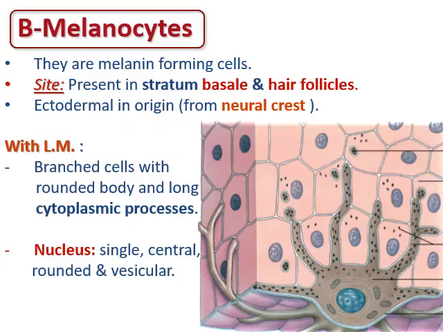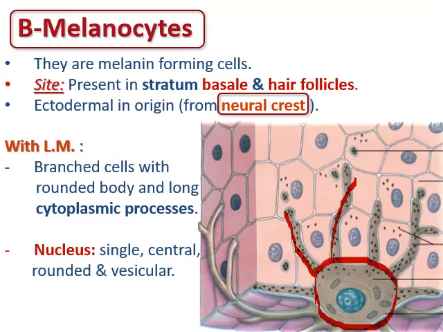After we talked about keratinocytes, the second cell we are going to talk about is the melanocyte, which is a melanin-forming cell. It is present, as we said, in the stratum basal layer and also present in the hair follicles to give the color of the hair. It is ectodermal in origin, arising from the neural crest. By light microscope, it is a branched cell and it has long processes that, as we see here, extend between the keratinocytes. This is the melanocyte, which has a rounded cell body and a central vesicular rounded nucleus.